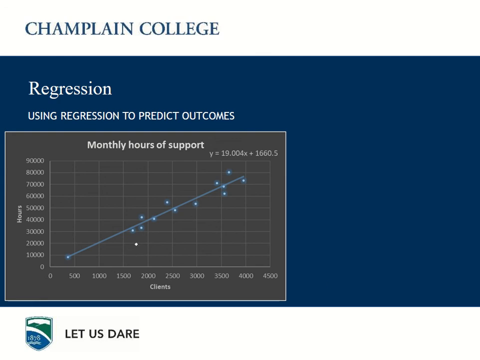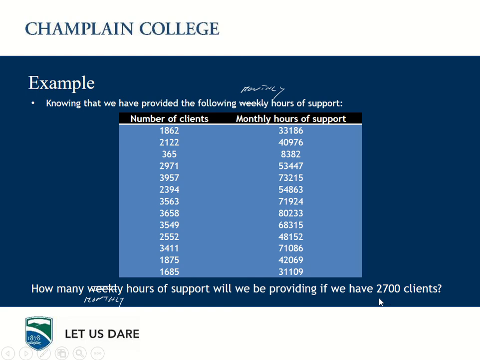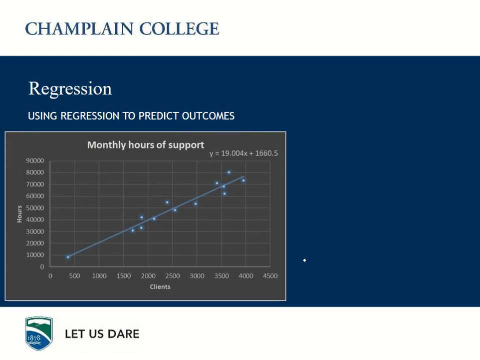When you do a linear regression, and we will see how to calculate these equations in an easy way using tools, the idea is to use that regression to predict outcomes. In this case we have 13 data points. Now let's go back to our initial question: what happens if we have 2,700 clients?